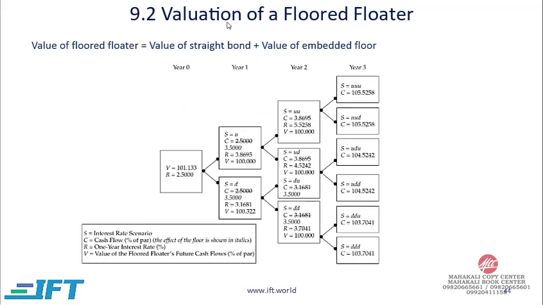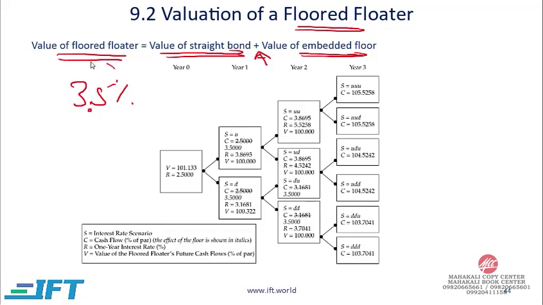Now we come to the valuation of a floored floater, and as you might expect, the value of a floater is the value of a straight bond, so this is a floating rate bond without any floor, plus the value of the floor. This is a plus because the floor benefits the bondholder. Now in this case, the floor is set at 3.5%. If the payment at any point is less than 3.5%, then we write up.